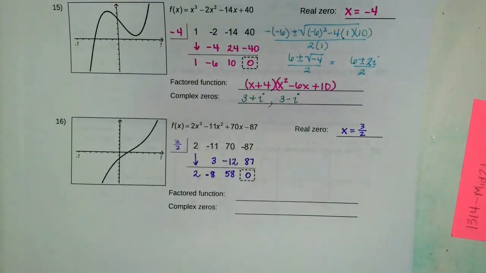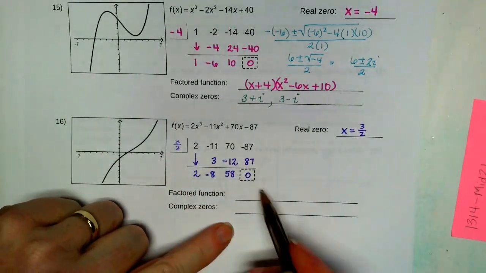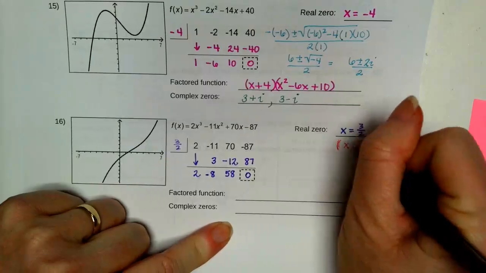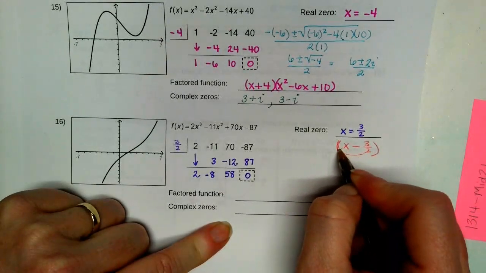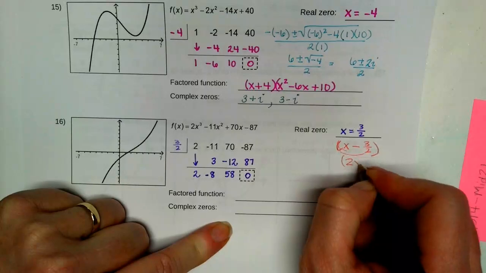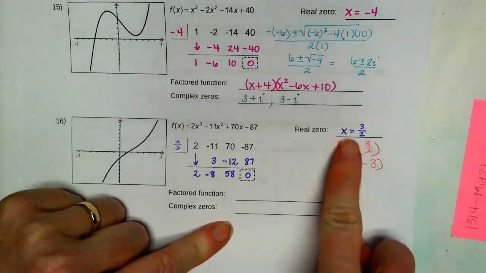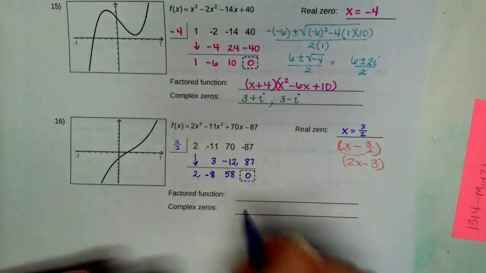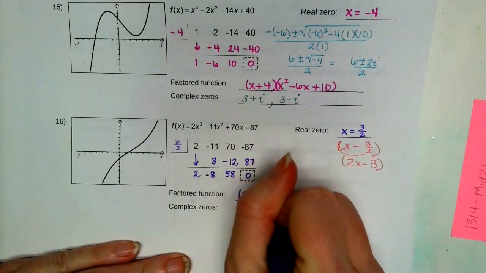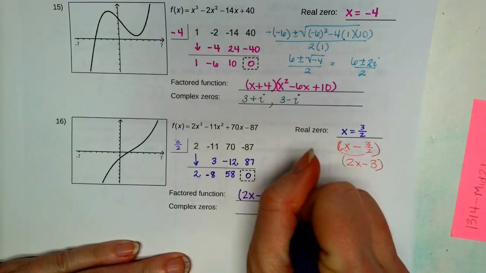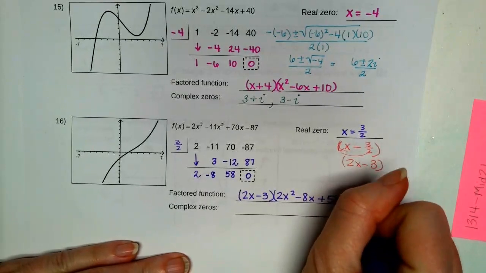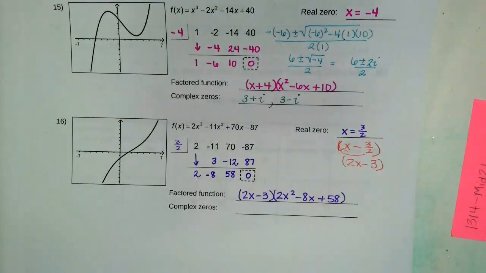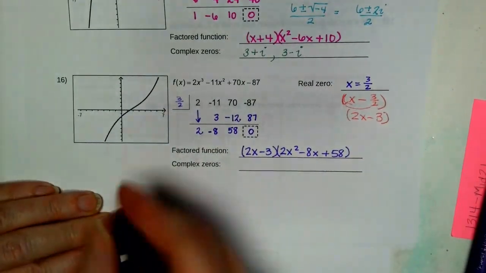Okay, really quick, I'm going to show you this up here. Remember, because I'm going to write my factored function. If I write this as a factor, that would be x minus 3/2. But we don't ever write it that way. They always take this number and move it up to the front. So I'm going to write it as 2x minus 3. That's the same thing as x equals 3/2. So my factored function is 2x minus 3 times 2x squared minus 8x plus 58. And now to find my complex zeros, I have to use a quadratic formula.